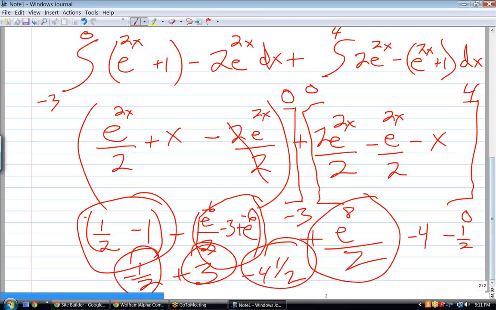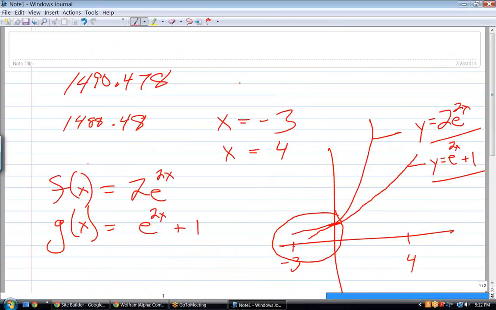take your answer, and subtract 2 from it, we get the answer. We take your 1490, subtract 2, we get this answer after rounding it up.